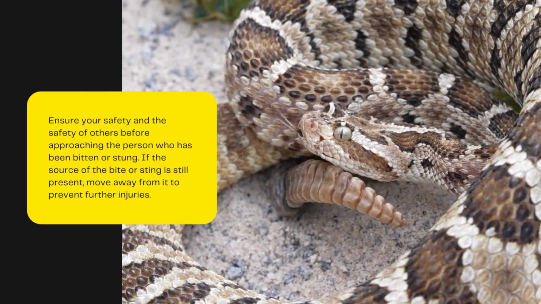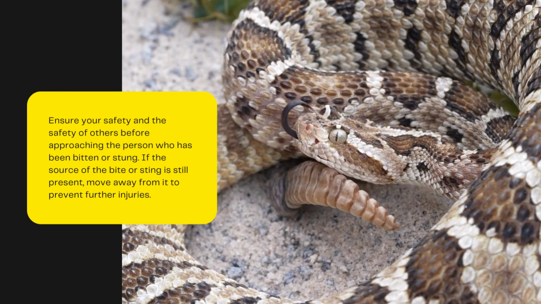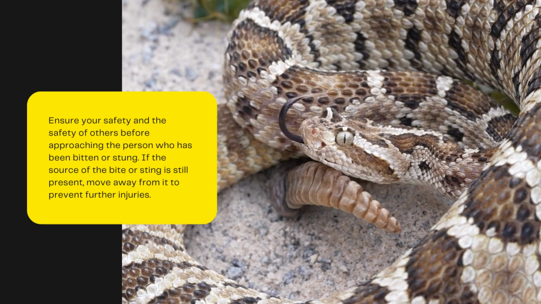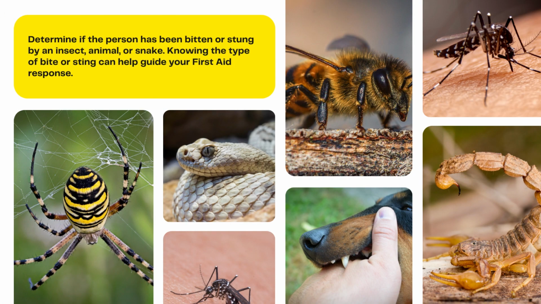Before we help, we need to ensure your safety and the safety of others before approaching the person who has been bitten or stung. If the source of the bite or sting is still present, move away from it to prevent further injuries. Determine if the person has been bitten or stung by an insect, animal, or snake. Knowing the type of bite or sting can help guide your first aid response.